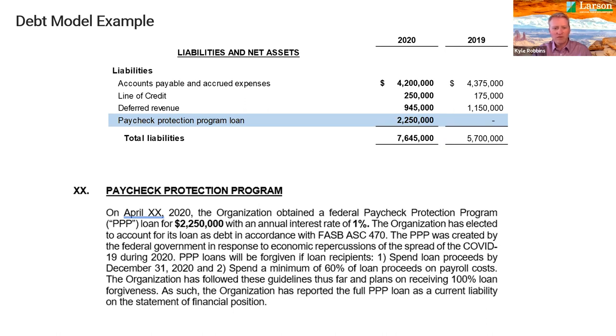So this is an example of a note you could have, and it's pretty similar to what a standard note would be for a note payable, but then throwing in just some of the PPP specific things. So you disclose when you got the note, the amount of the note, the interest rate on the note, and then just some other terms related to the note. And you can read through this example, and it gives all that necessary information.